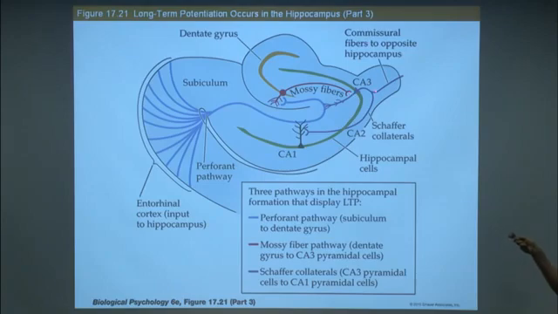CA3 cells then send their axons through axonal systems that are called the Schaffer collaterals. Anatomists like to name different brain structures after themselves, so Schaffer named these. And CA3 terminates on the dendrites of the CA1 pyramidal cells. Okay? So we have mossy fibers here and Schaffer collaterals here. Mossy fibers come from the dentate gyrus cells, and Schaffer collaterals are the axons of the area CA3 cells.